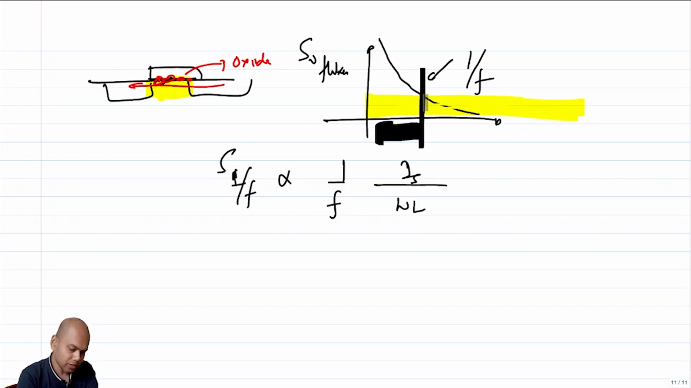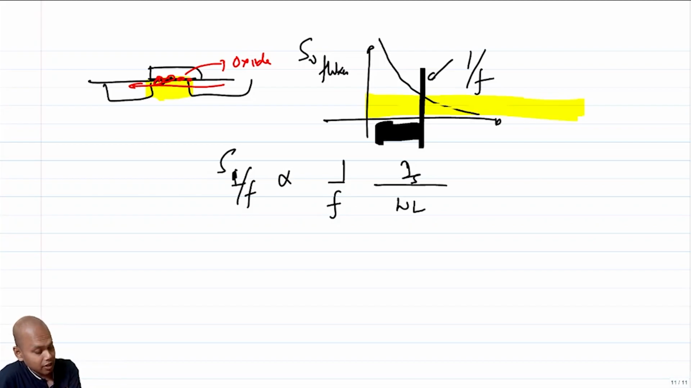Wherever this flicker noise effectively becomes equal to the thermal noise, if you just equate the flicker noise equation with the thermal noise, you are going to get a frequency number. That frequency is often called the corner frequency; forget about what it is called. It's basically the frequency below which flicker noise dominates, above which I have to bother about thermal noise, right?